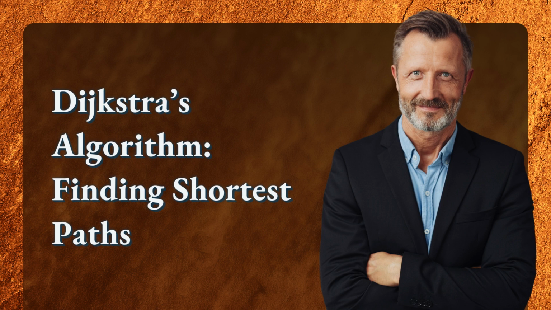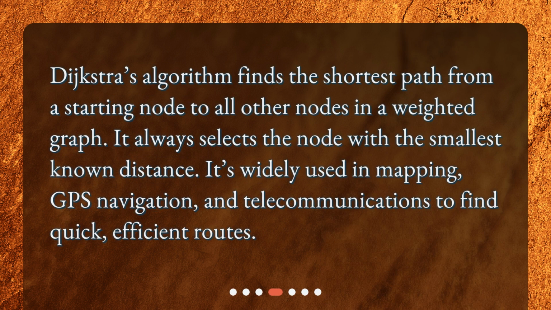Dijkstra's algorithm, finding shortest paths. Dijkstra's algorithm finds the shortest path from a starting node to all other nodes in a weighted graph. It always selects the node with the smallest known distance. It's widely used in mapping, GPS navigation, and telecommunications to find quick, efficient routes.